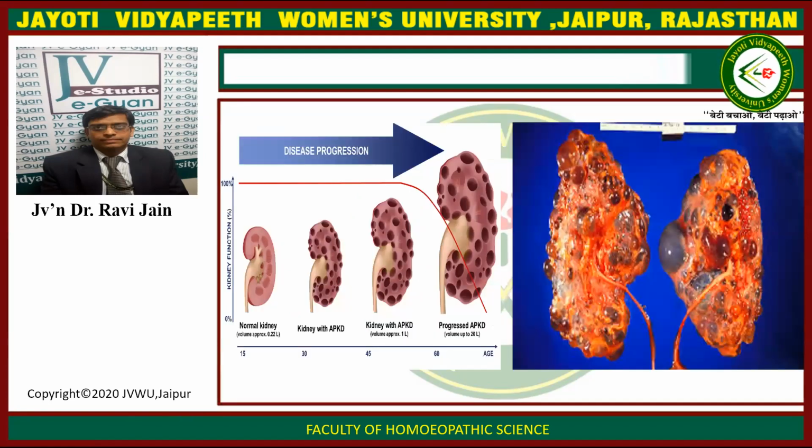As the name suggests, polycystic kidney disease means there are a lot of cysts, multiple cysts, formed in the kidney. The image shows a normal kidney, and then the first stage, second, third stage, as the number of cysts increases, the kidney size increases, and we are going to discuss all these things in the upcoming slides.